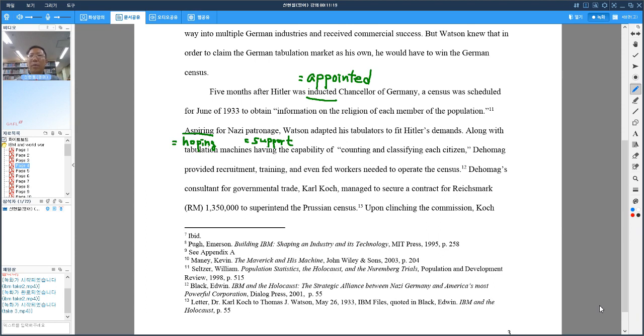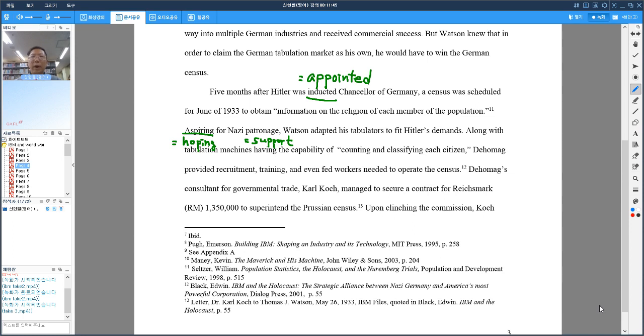Hitler had certain requirements for computing skills to identify, count, manage, and organize. So Watson changed his computer system to better fit Hitler's demand. So along with the tabulation machines, having the capability of counting and classifying each citizen, Dehomec provided recruitment, training, even the workers needed to operate the census.